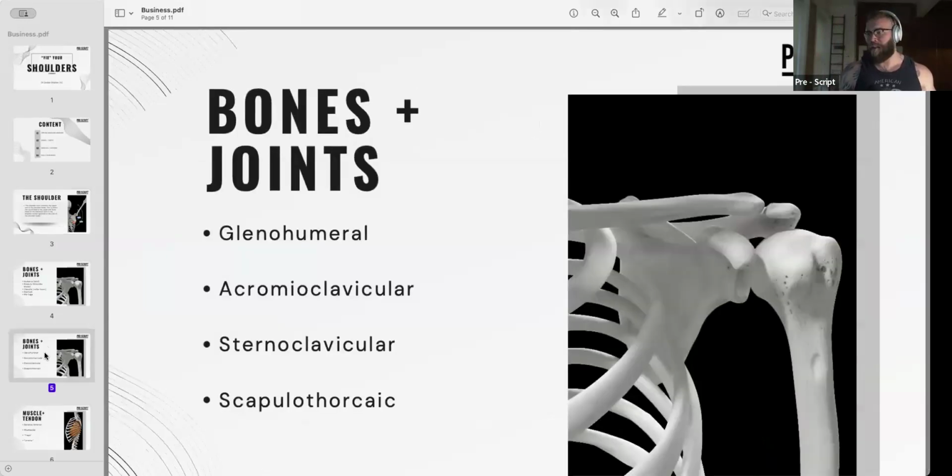And seeing as it's 20 minutes in, we're probably going to be longer than an hour. So that's bones and joints, right? So we're pretty good. Sternum, clavicle, scapula, humerus, ribs, T-spine, structures, acromioclavicular joint, glenohumeral joint, scapulothoracic joint, sternoclavicular joint. Good. You should hopefully have at least heard these words before.